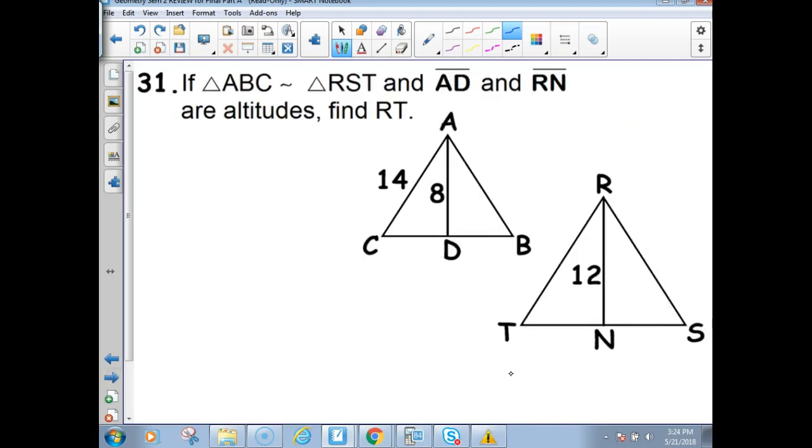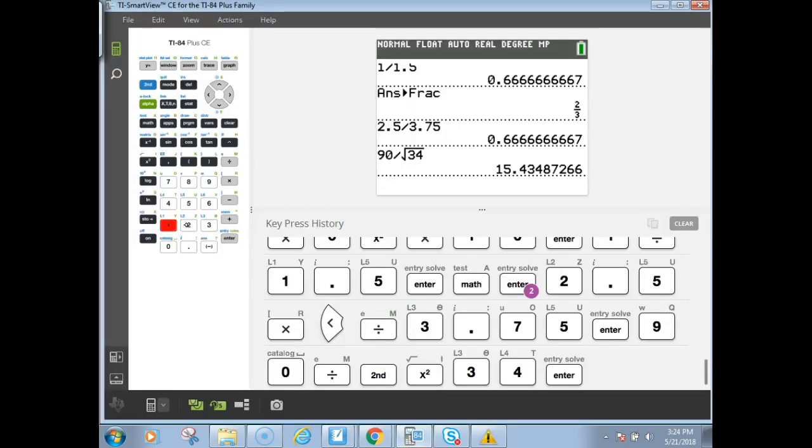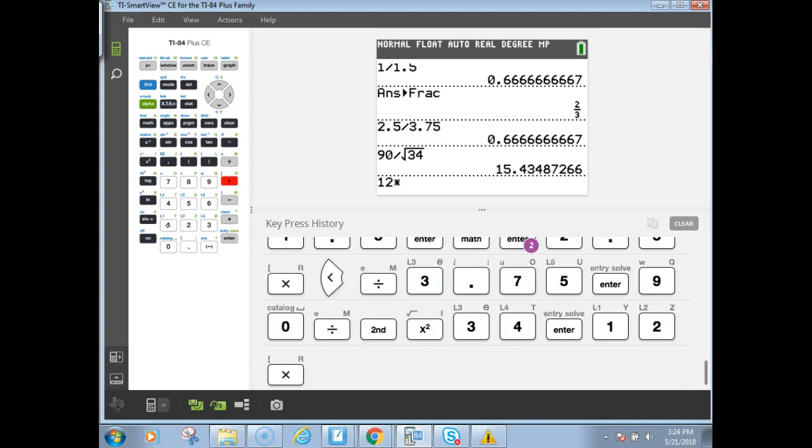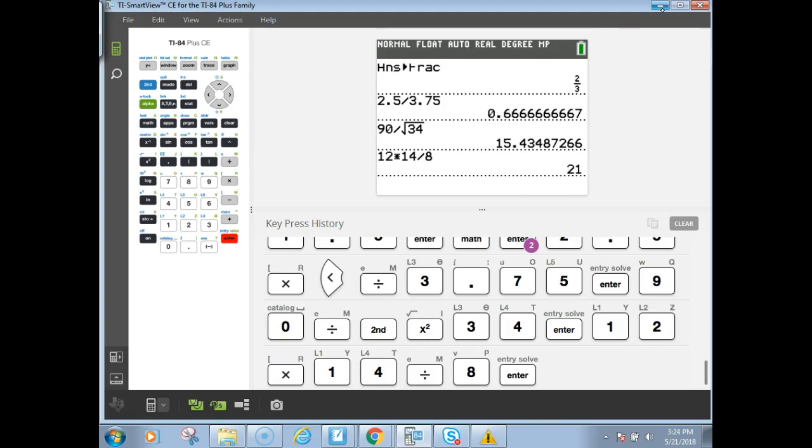All right, 31, altitudes are proportional to sides, so we want to find RT. I'm going to put an X on it. 14 is to X, as 8 is to 12. And you just need to cross multiply and divide. You really can just type it all at once. 12 times 14 divided by 8. Going to get 21.